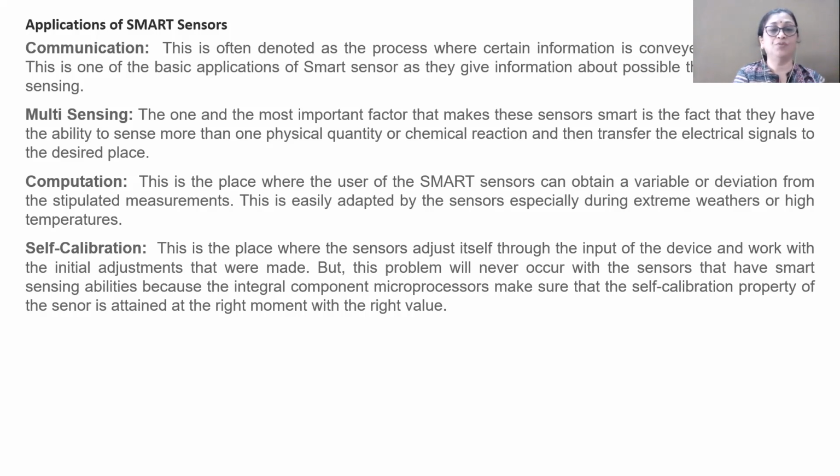Then they are also used for computation. Okay, so if certain measurements have to be done of a certain environment and that is provided to the user for computation, then for this purpose also the smart sensor is used. It can also be used for self calibration and provide the measurement of any parameter, any physical parameter or any chemical parameter.